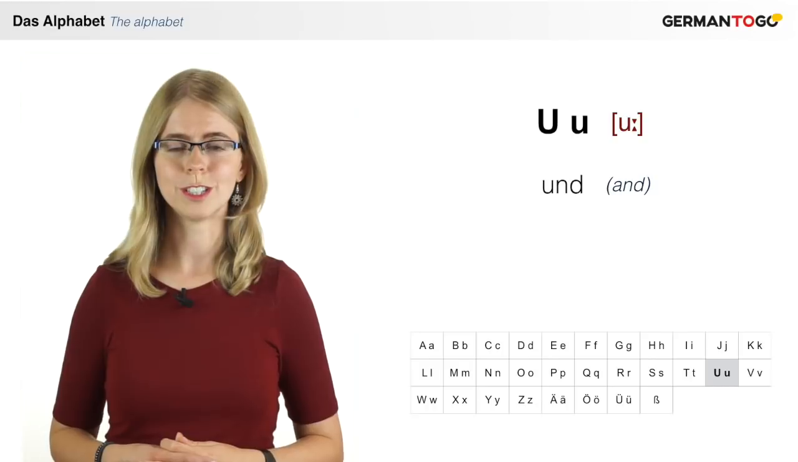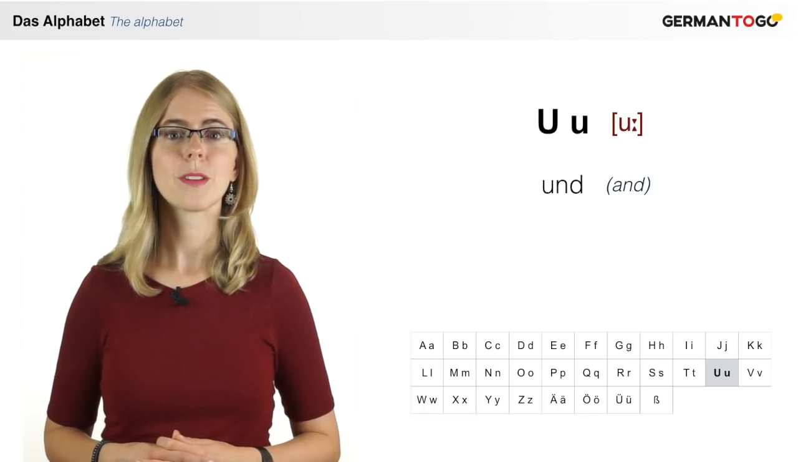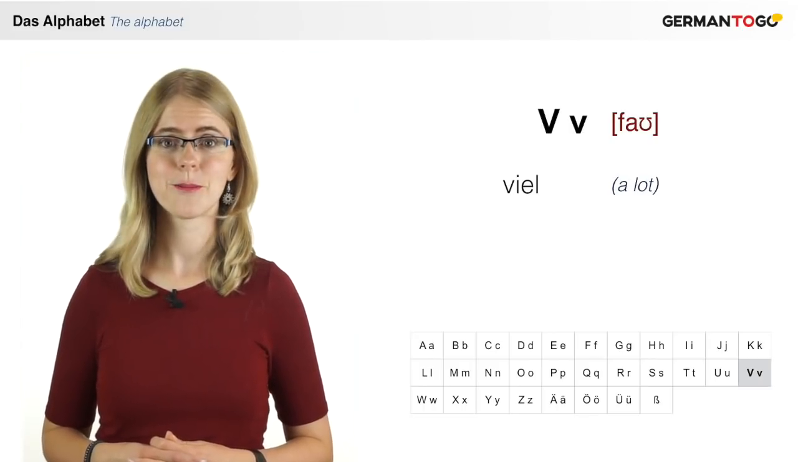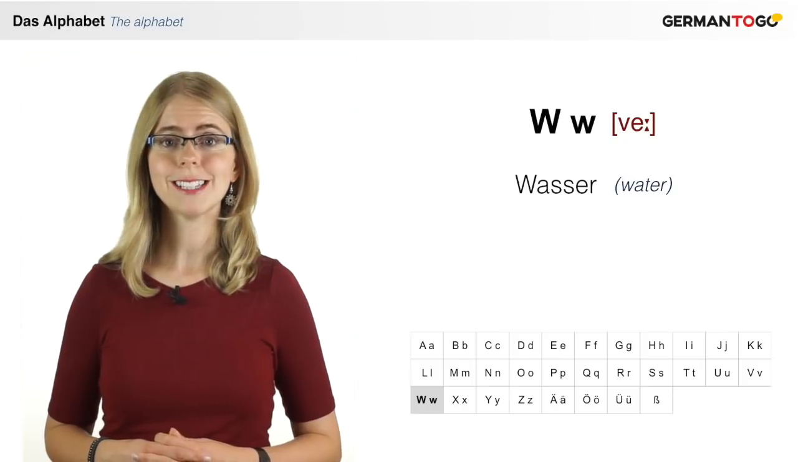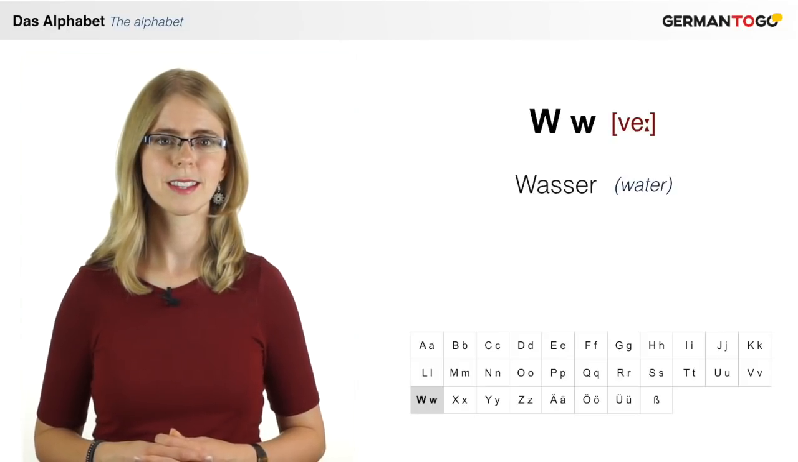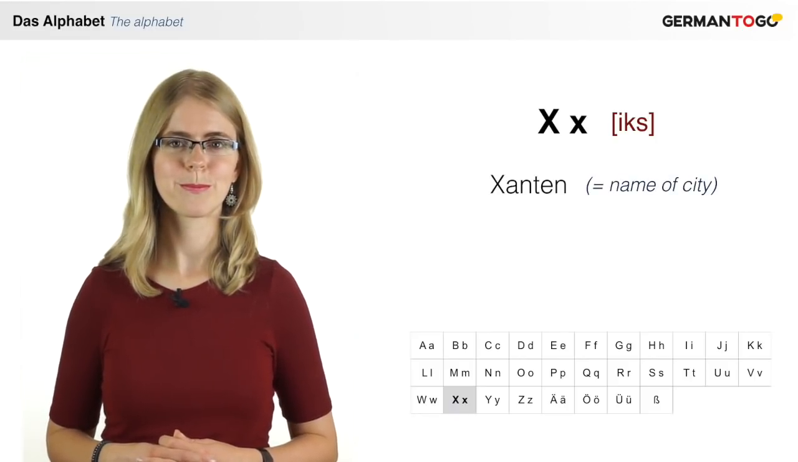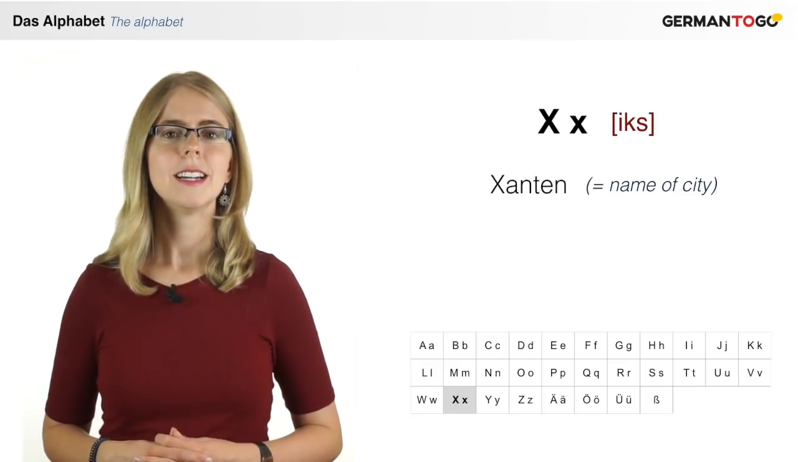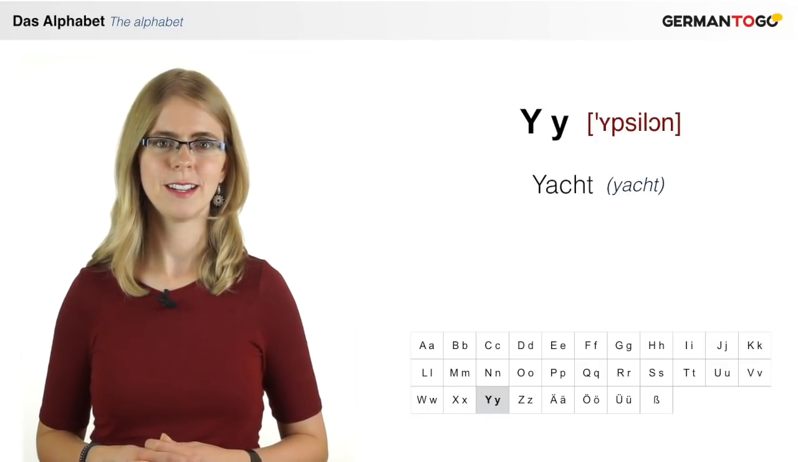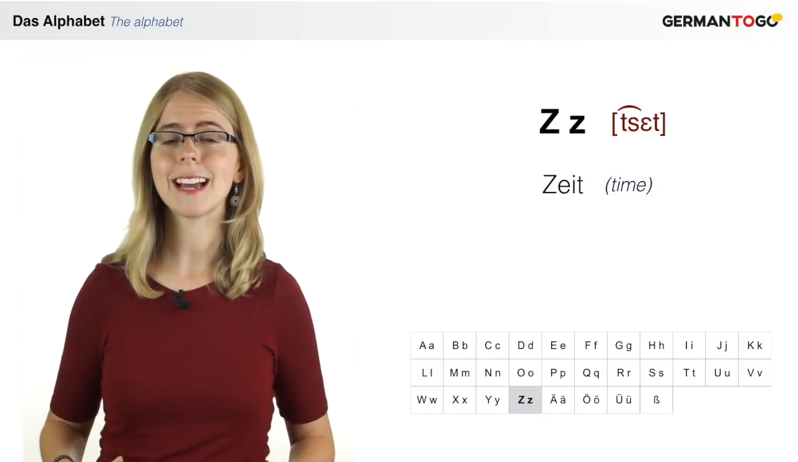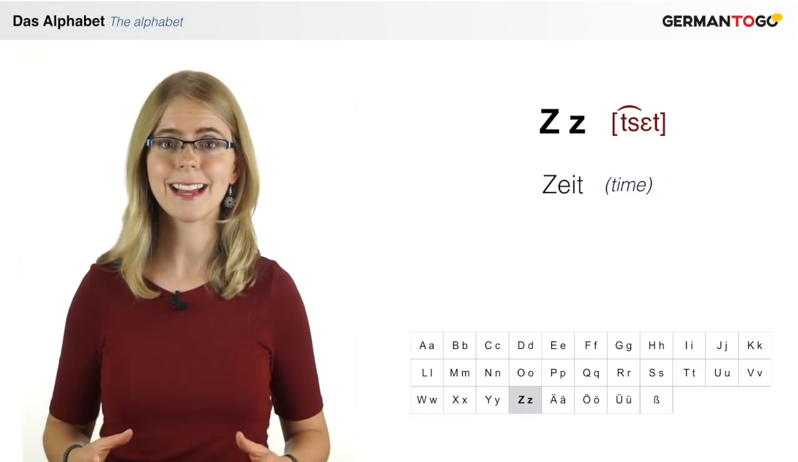U, und. V, viel. W, Wasser. X, Xanthen. Y, Yacht. Z, Zeit. It's like TS, Zeit. Z, Zeit.